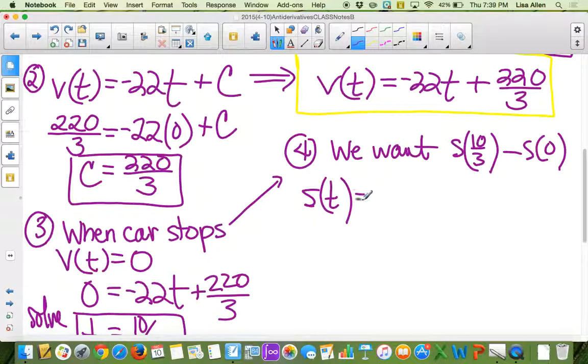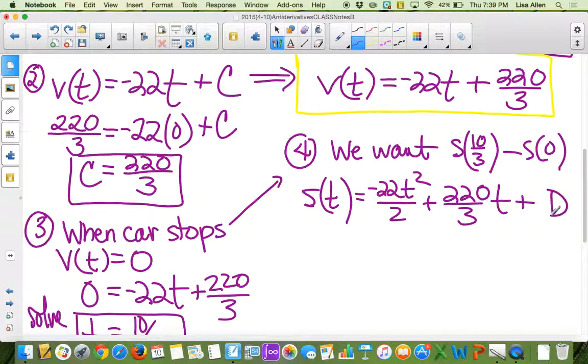So we have S of t is equal to negative 22t squared over 2 plus 220 over 3t plus, let's use another constant, d. Okay, so we have S of t, or do we? Not yet, because we have a d in the mix. If we put 10 thirds in for t, then we're still stuck with another variable, d, a literal constant. So we need to conclude something else now.